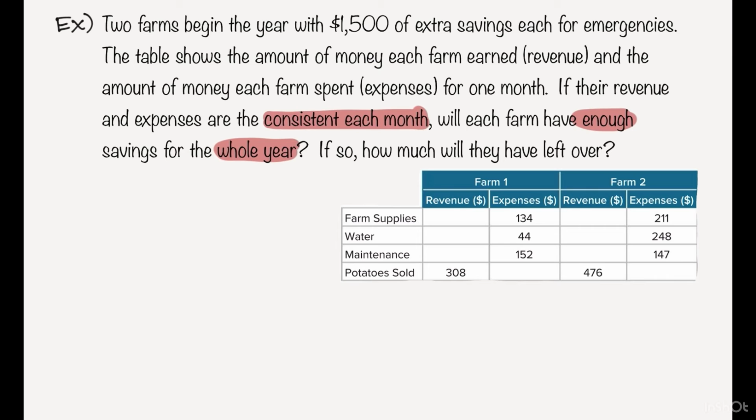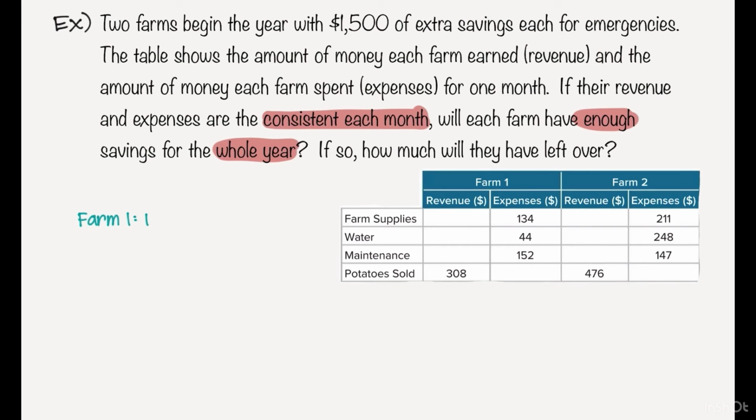So I need to figure out how much they're spending on their expenses for an entire year, and also how much they're making, which is their revenue, for an entire year, and then see if I need to borrow from the $1,500 of my savings. So for farm number 1, let's figure out the revenue and subtract the expenses and see if I end with a positive number or if I need to borrow from my savings.